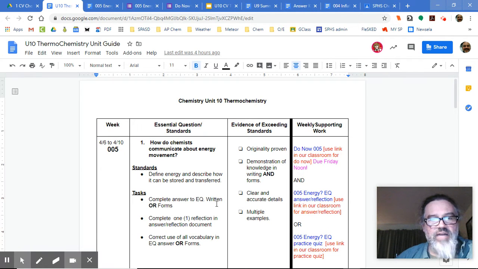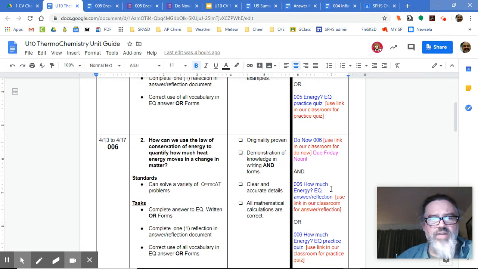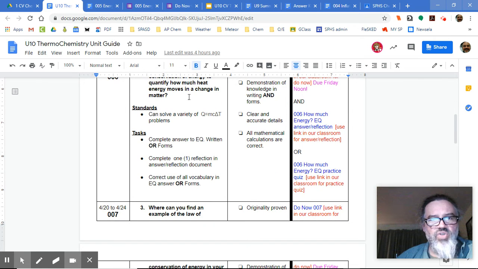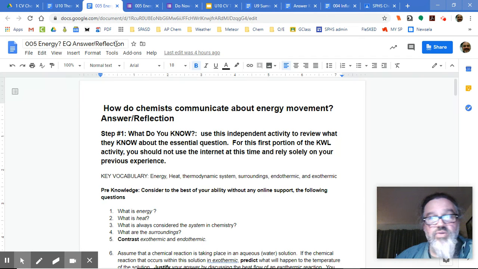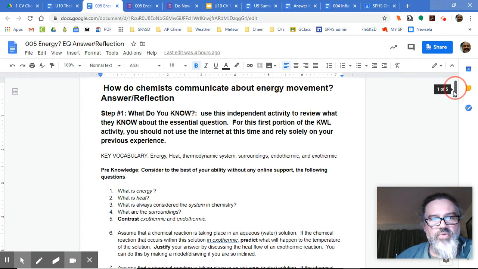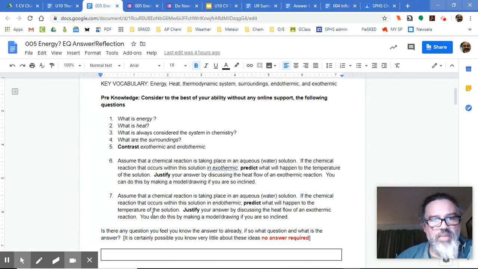So there's a lot of vocabulary you have to pay attention to. You have to think about examples and all that. And every week we're going to follow that format: a new essential question, solve a variety of Q = mcΔT problems, the do now right away, and of course these 2 forms. Looking at these forms for the first unit, what you get for the Google Doc is just obviously a question. And when we scroll through it, I ask you to think about these questions.